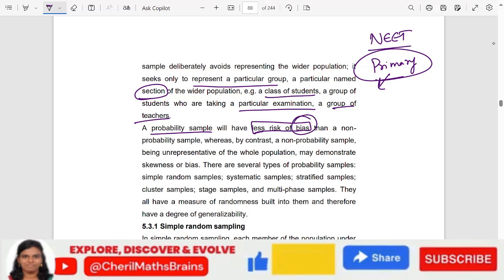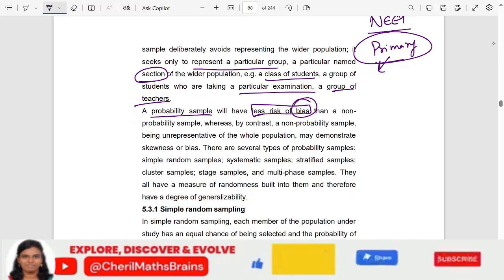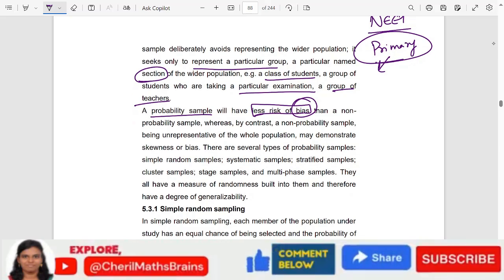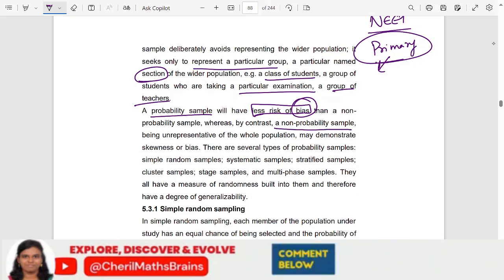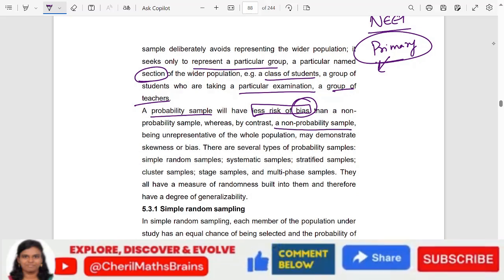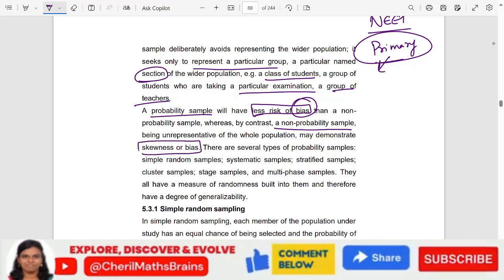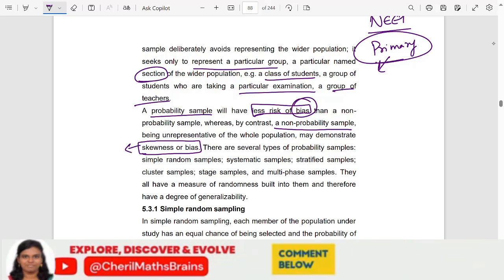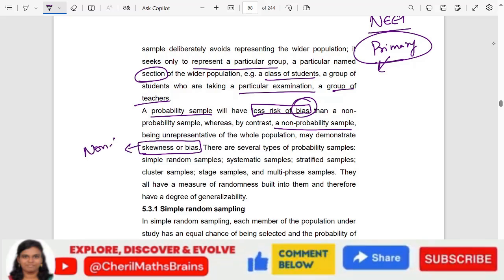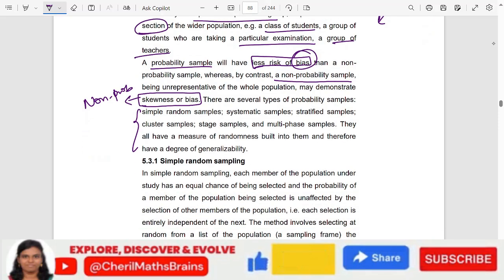There is no bias here because we are not focusing on getting particular, we're not focusing on manipulation at all. Okay. Whereas if you look at non-probability sampling, there is a bias. So that is where they use the word skewness. Okay, skewness or a bias. So if there is a skewness or a bias, you say that there is going to be a non-probability sampling. Okay, there are going to be 6 types which we'll be discussing one by one.